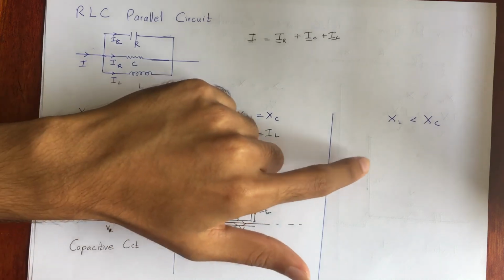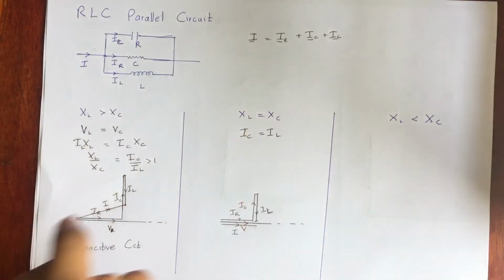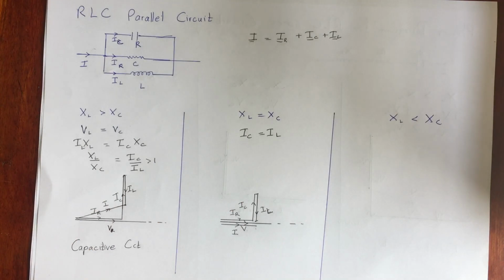You can draw the phase diagram for XL less than XC, which would be more useful for you. So I'm not going to draw it here.